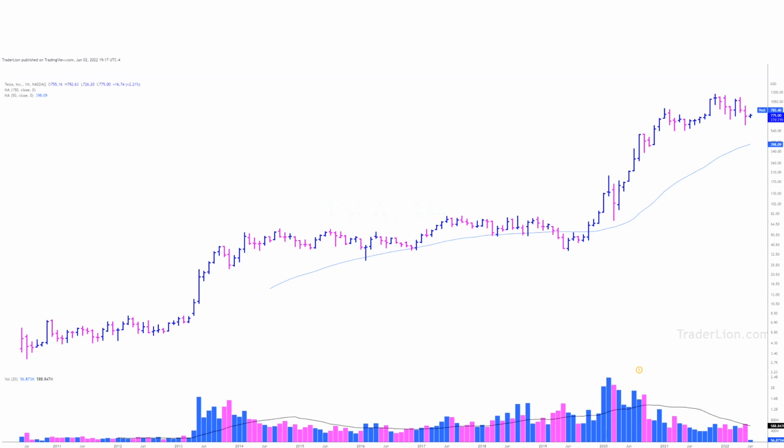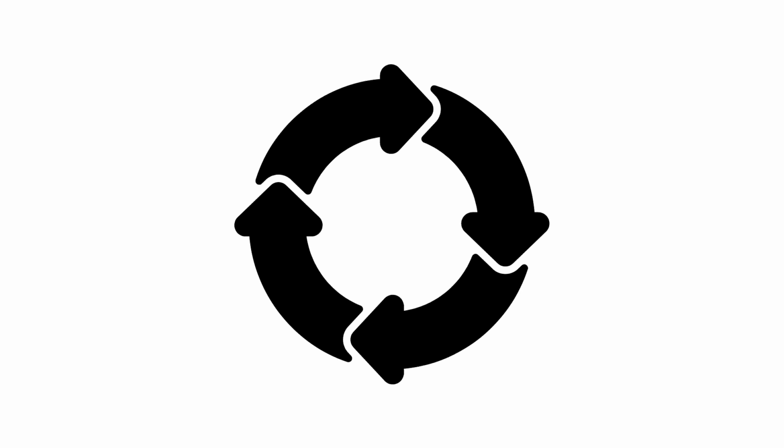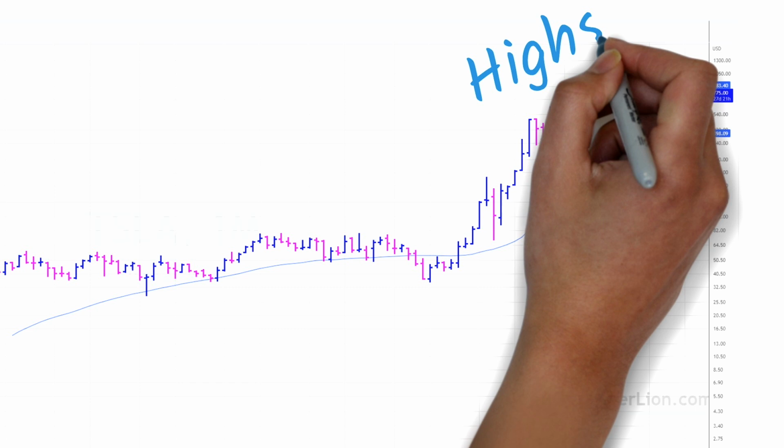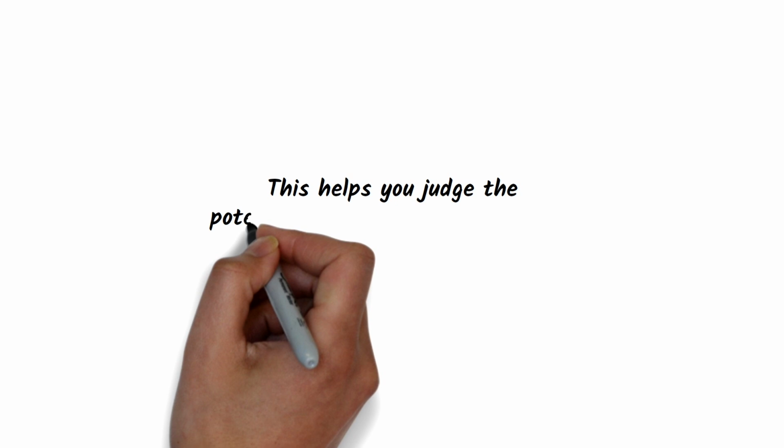Bring up a monthly or weekly chart. Where's the stock in its life cycle? Is it a recent IPO or a more mature company? Is it trading at all-time highs? Has it showed the ability to trend above moving averages in the past? This helps you judge the potential and character of the stock.